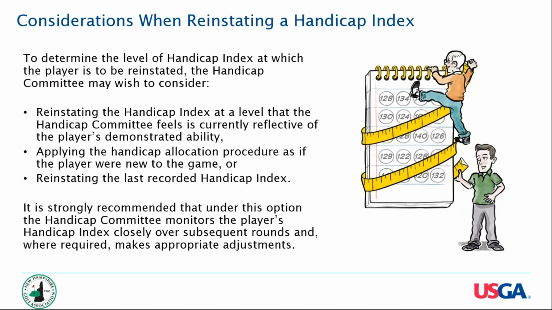So here's a few considerations to determine the level of handicap index at which the player is to be reinstated. The handicap committee may wish to consider reinstating the handicap index at a level that the handicap committee feels is currently reflective of the player's demonstrated ability, applying the handicap allocation procedure as if the player were new to the game, or reinstating the last recorded handicap index. It is strongly recommended that under this option, the handicap committee monitors the player's handicap index closely over subsequent rounds, and where required, make appropriate adjustments.